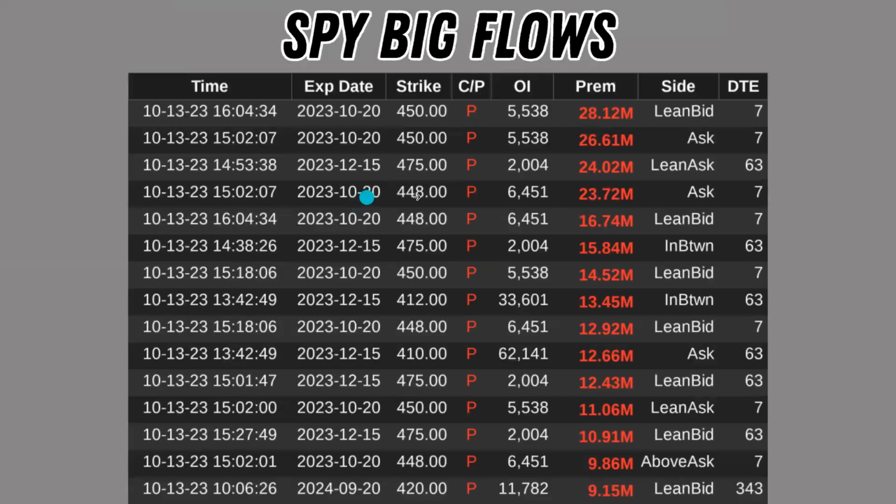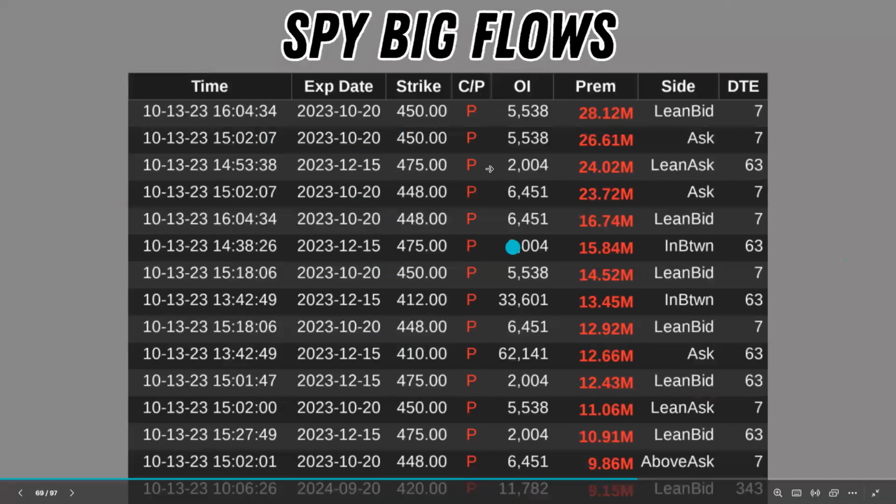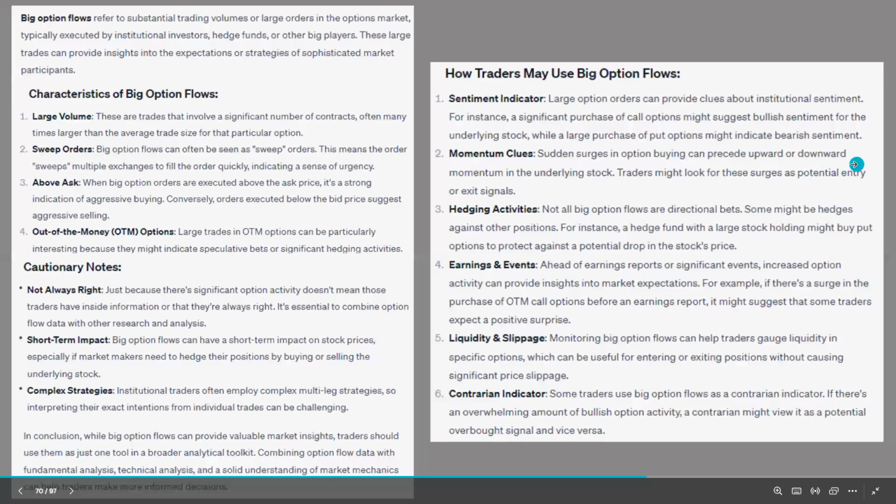Okay, here's another one, this time at the 448 strike with $23 million. And we're seeing really just lots of bearish puts, right? Lots of bearish puts. None of the big flows here are calls, right? So again, this is leaning a little bit more to the bearish side from the option side of things.